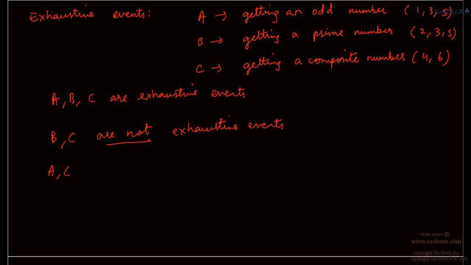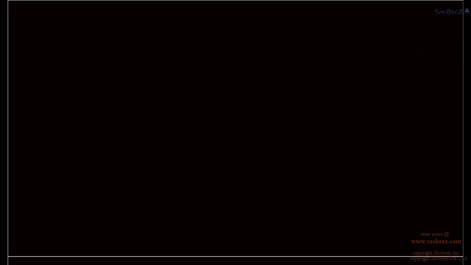Similarly, even A and C are not exhaustive events, right? And you can make such combinations again. A and B similarly are not exhaustive events. Only A, B and C here are exhaustive when all of them are considered together. Okay. Let us now move to the concept of probability.